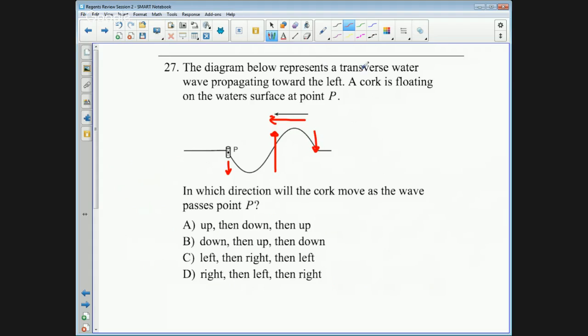It's a transverse wave. So we know that we can eliminate C and D because they're talking about them moving left and right. The wave is already moving to the left. So transverse waves have perpendicular direction. So the answer is B. Down, then up, then down. Okay?